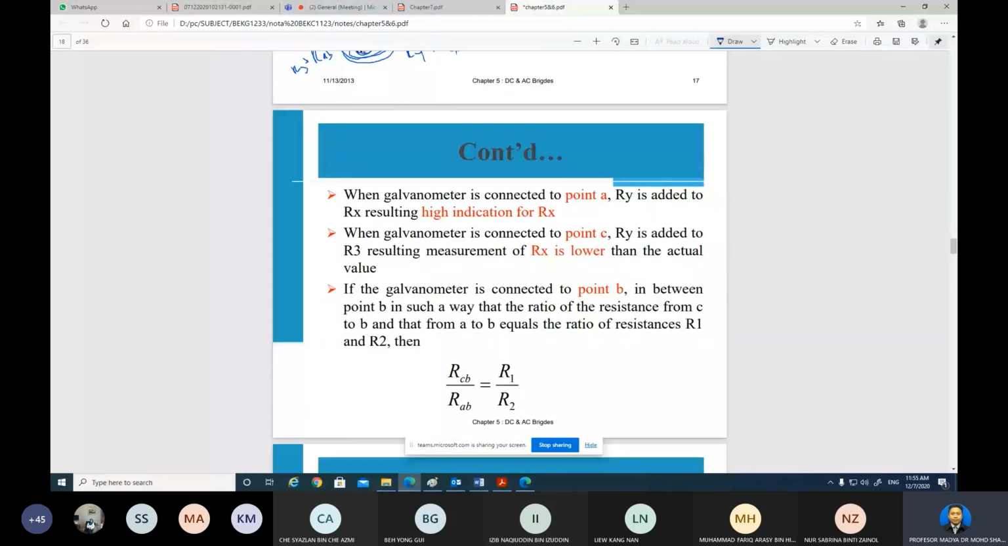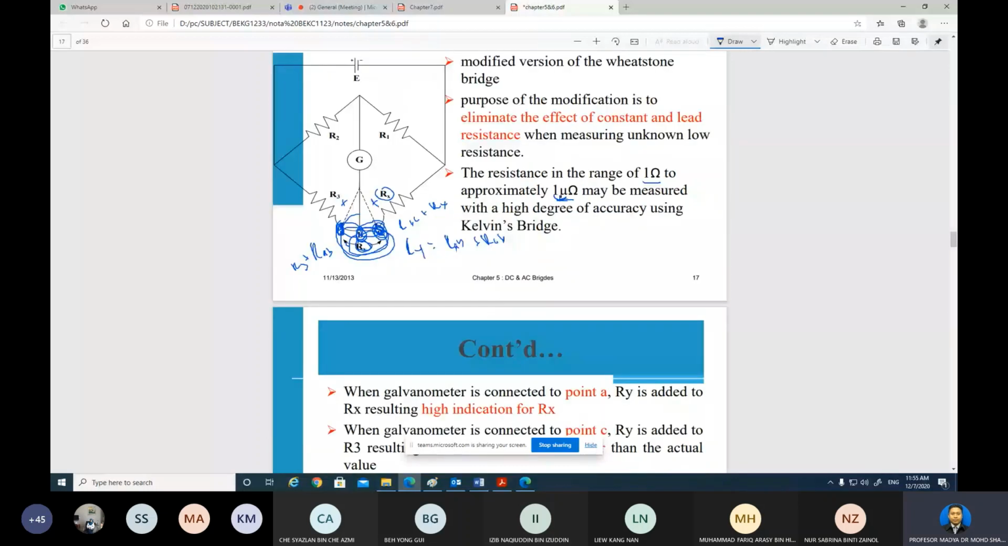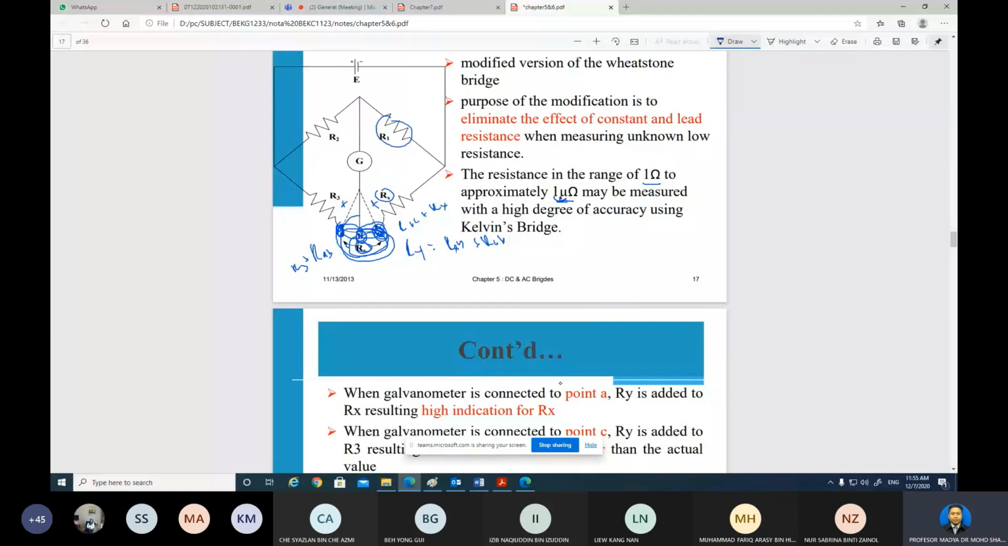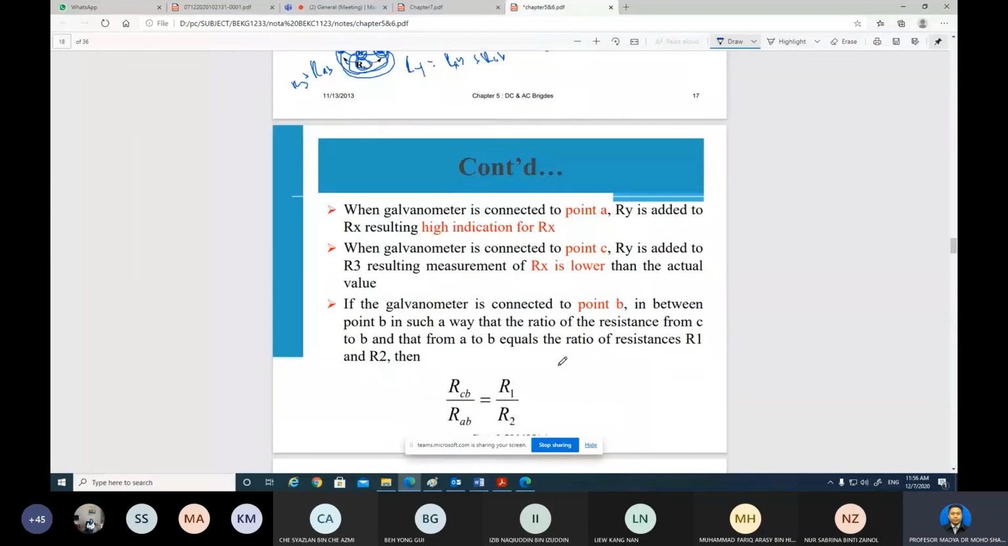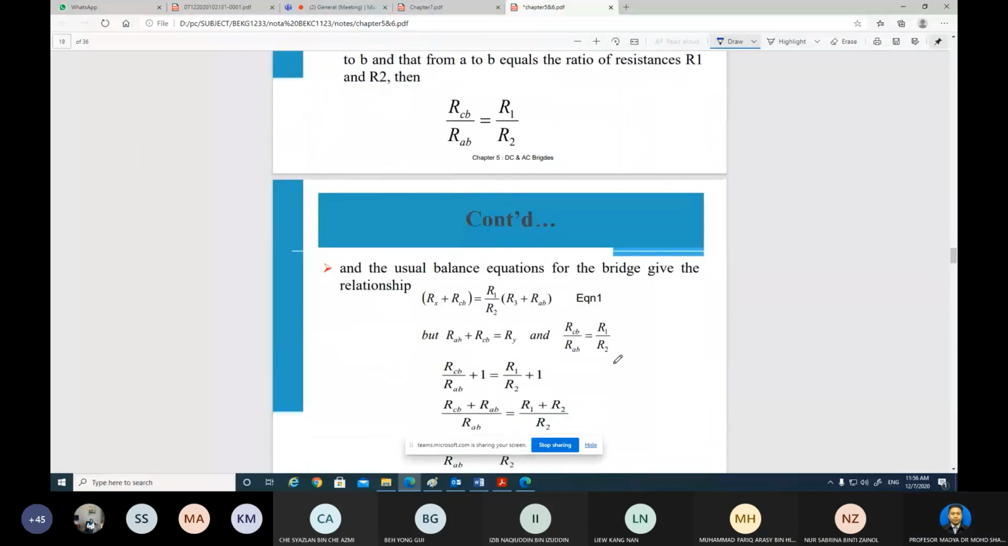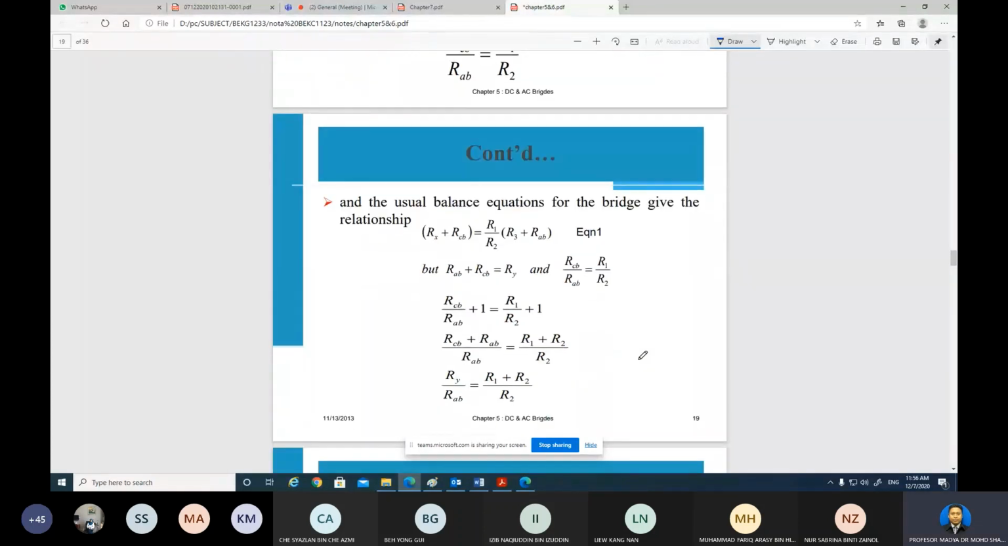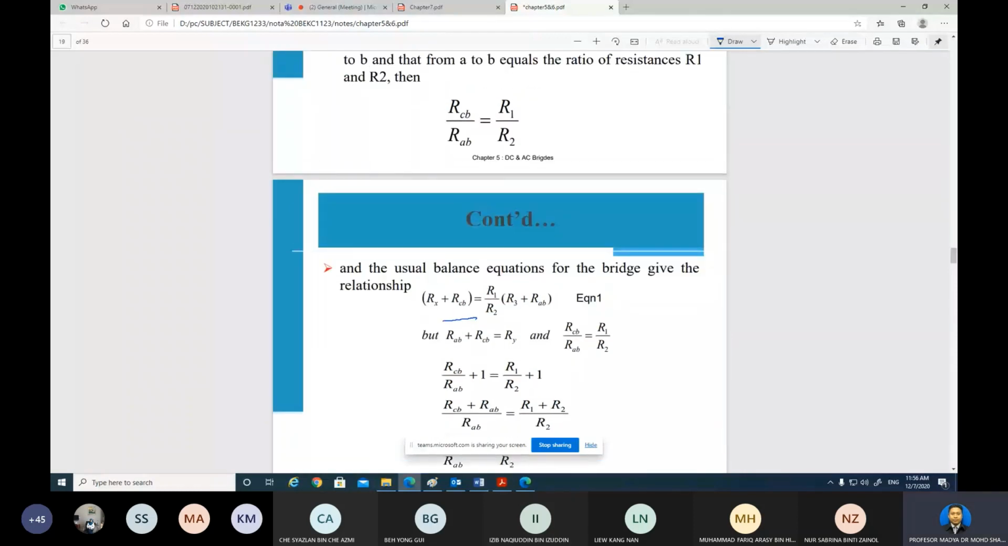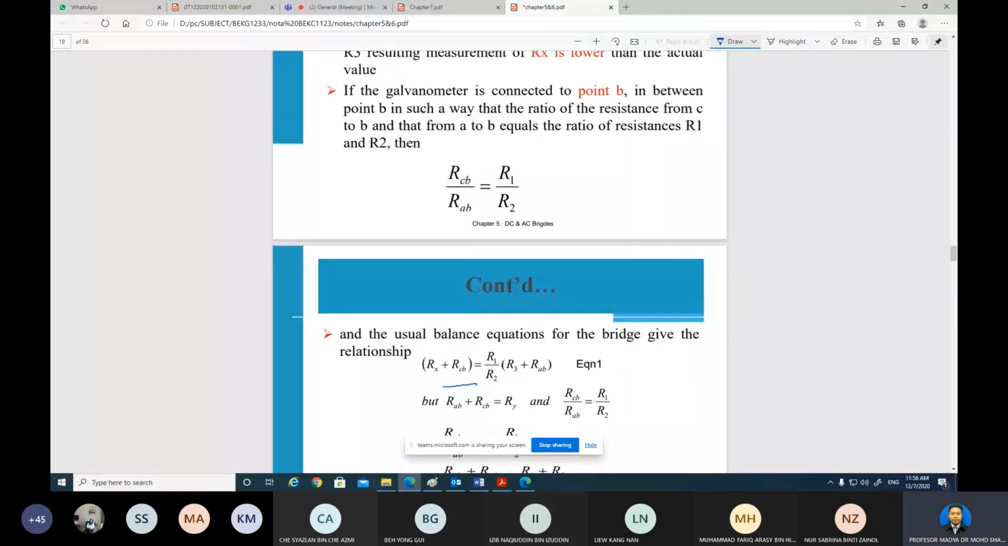So RCB over RAB equals R1 plus R2. The ratio will be R1 plus R2. For example, RAB over RBC equals this ratio, R1 divided by R2. And the resolved balance equation for the bridge gives the relationship. So this is an equation, and it comes from this one.